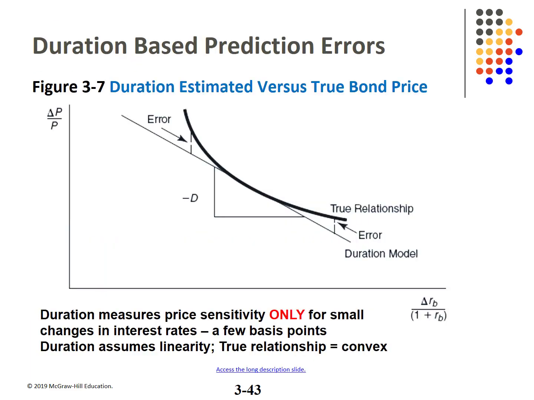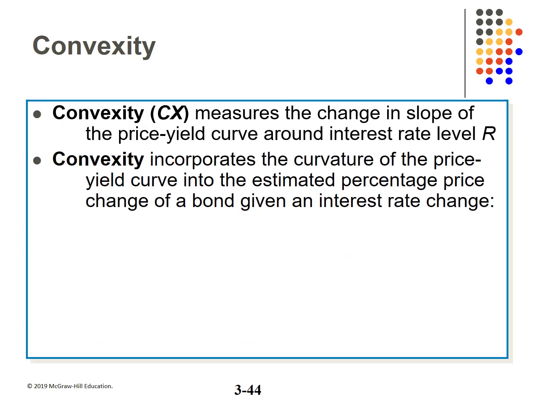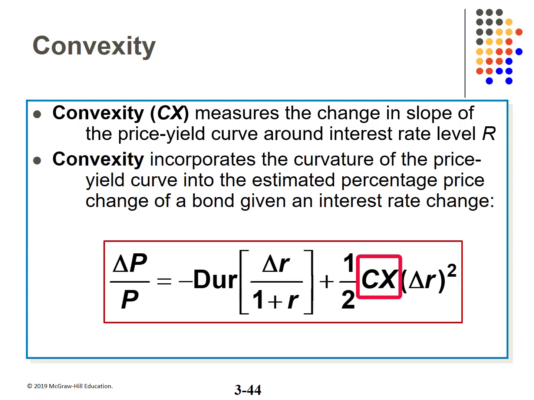Duration is an accurate predictor of price changes only for very small interest rate changes. For day-to-day fluctuations, duration works quite well, but when interest rates move significantly, such as when the Fed makes an announcement of a rate change, the predicted pricing errors can become significant. The prediction errors arise because bond prices are not linear with respect to interest rates. Convexity describes the nonlinear relationship between bond prices and interest rates. A convexity factor incorporates this nonlinear curvature into the price change calculation.